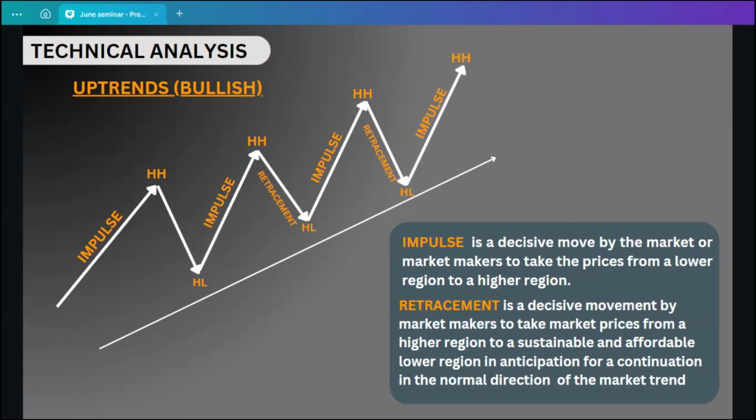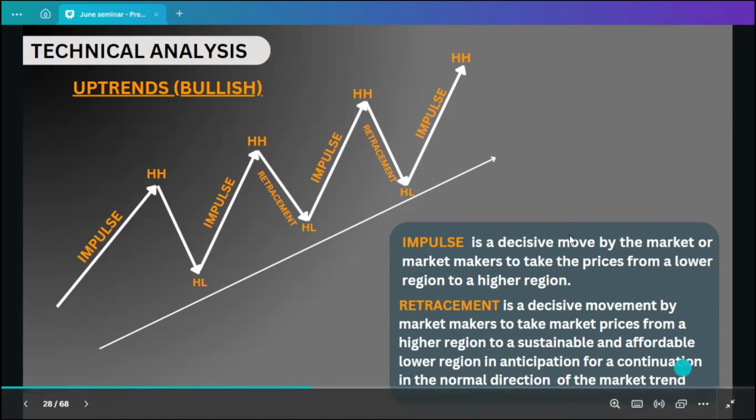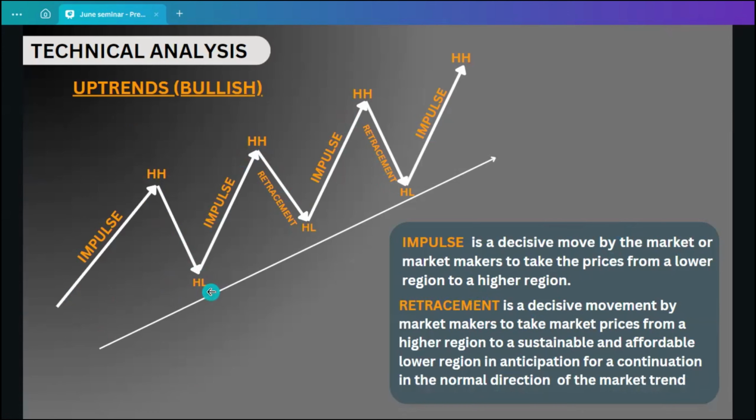These are the people who make the market move, who take the price from a lower region to a higher region. So this is a lower region, a higher low, and market makers push it aggressively to make a new high, breaking the previous high. That is, this high is breaking this high, and this high is breaking its previous high.